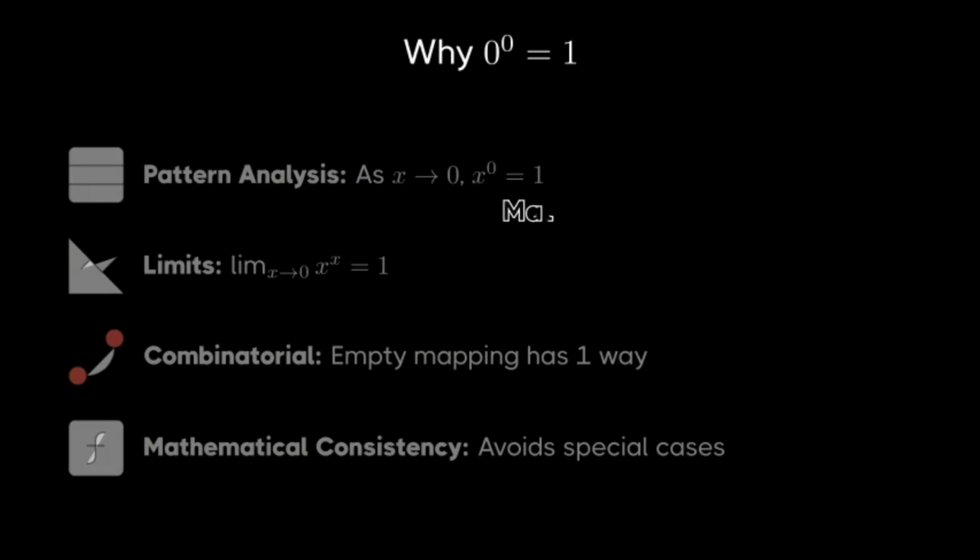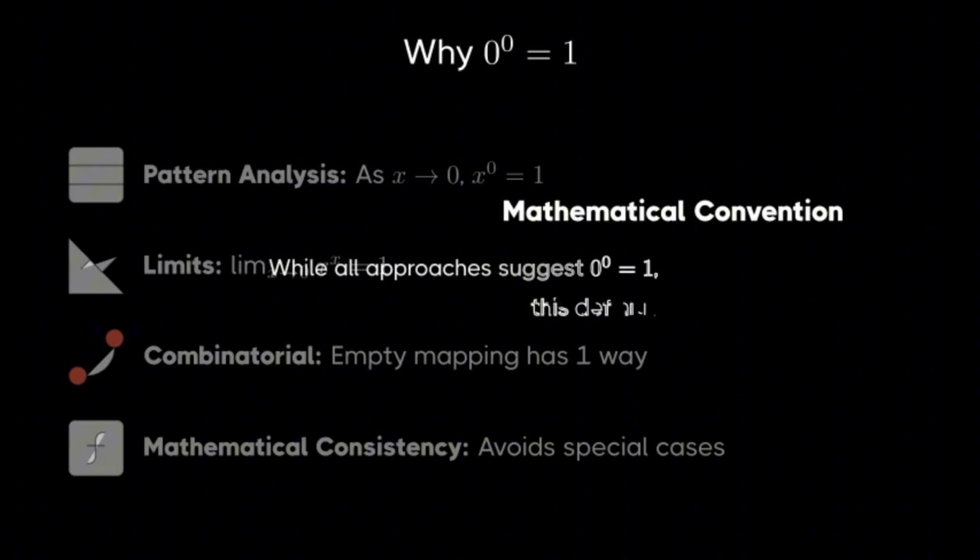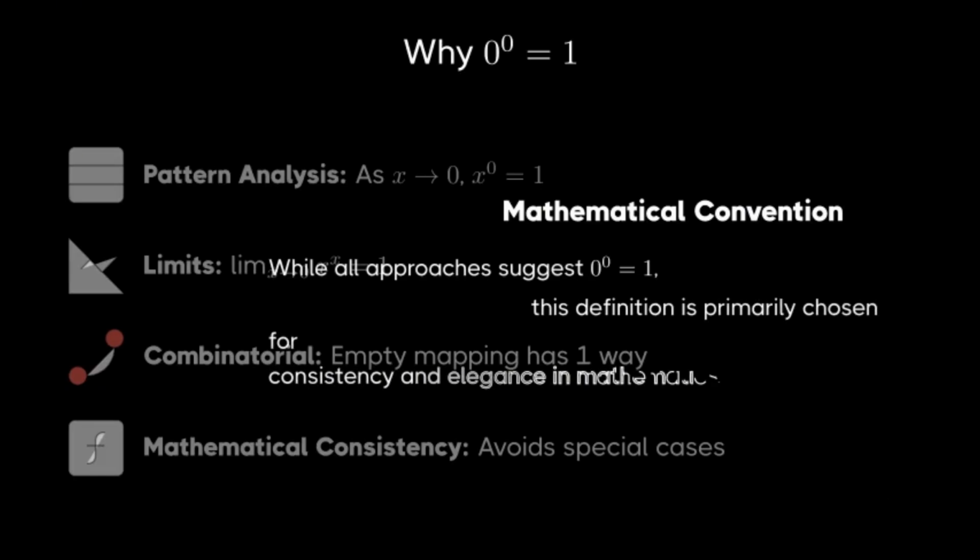It's important to understand that 0 to the power of 0 equals 1 is ultimately a mathematical convention, but not an arbitrary one. It's a convention with strong mathematical justification. Mathematicians have chosen this definition because it creates elegance in formulas and prevents the need for special cases across various fields of mathematics, from calculus and combinatorics to algebra and analysis. Without this convention, many powerful theorems would require awkward exceptions.